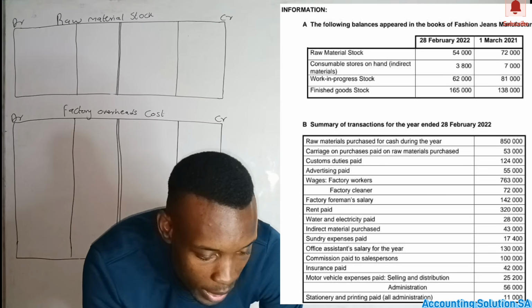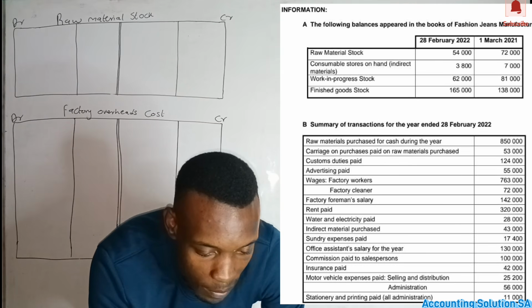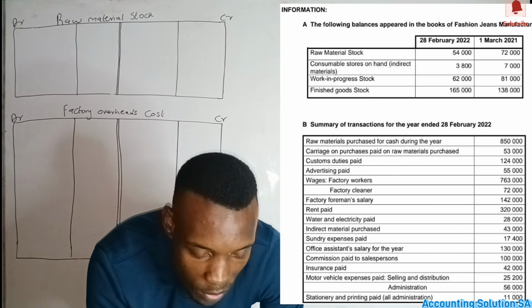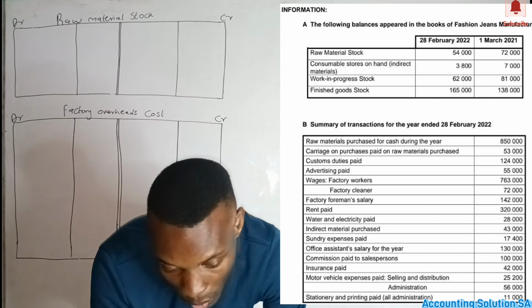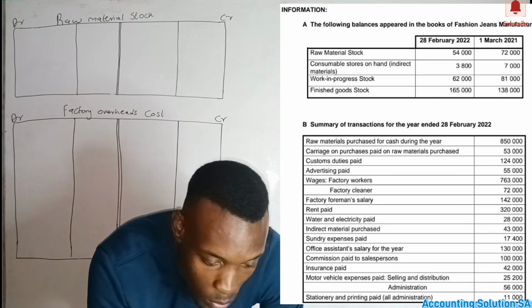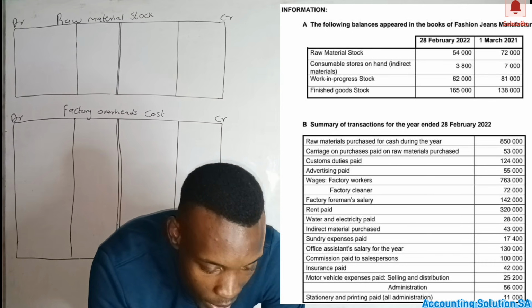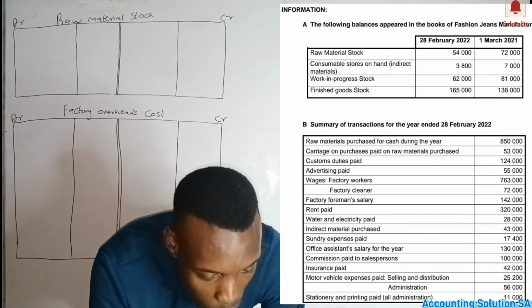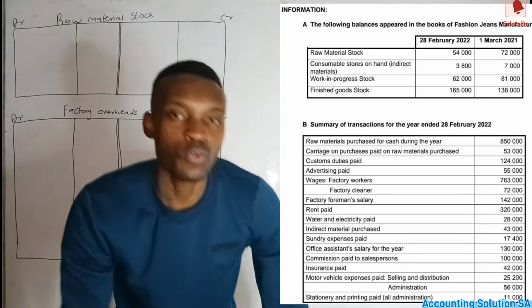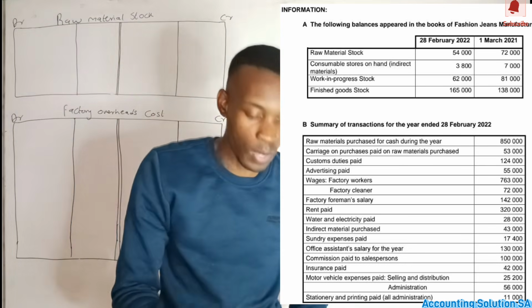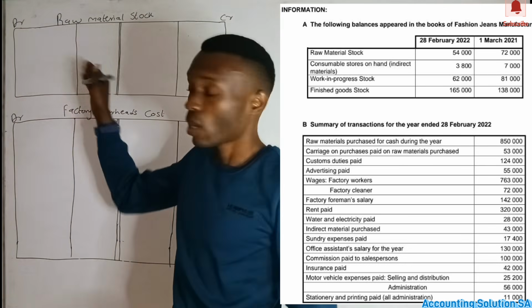The information we have says the following balances appear in the books of Fashion Gin Manufacture. They give us amounts for 2021, which is going to be opening, and 2022, which is going to be closing. We have raw material stock, consumable stock, work in progress stock, and finished goods. So firstly we have to focus on raw material that we are doing.